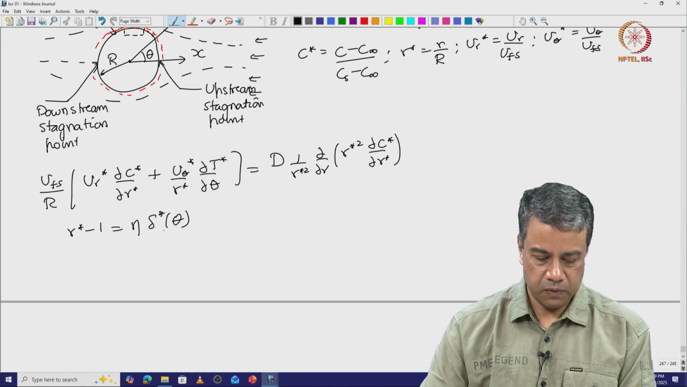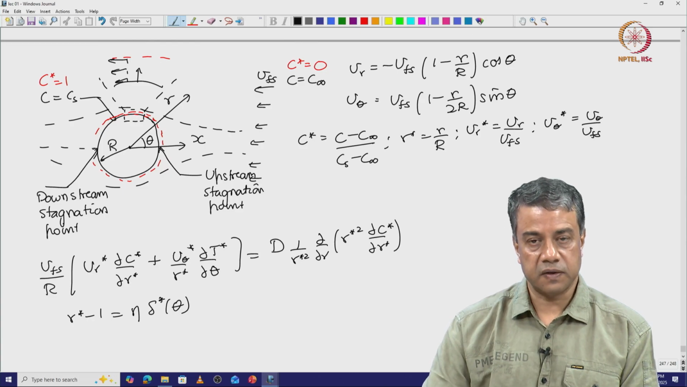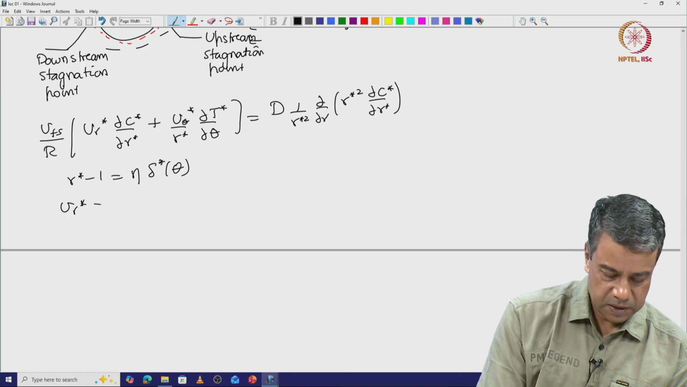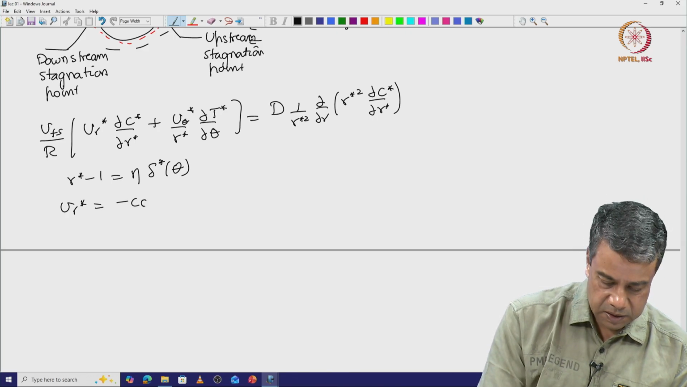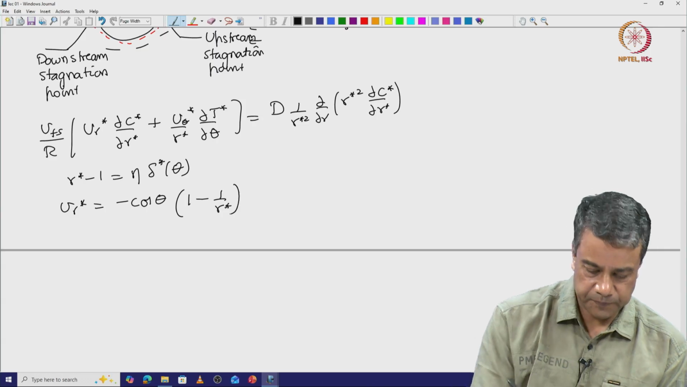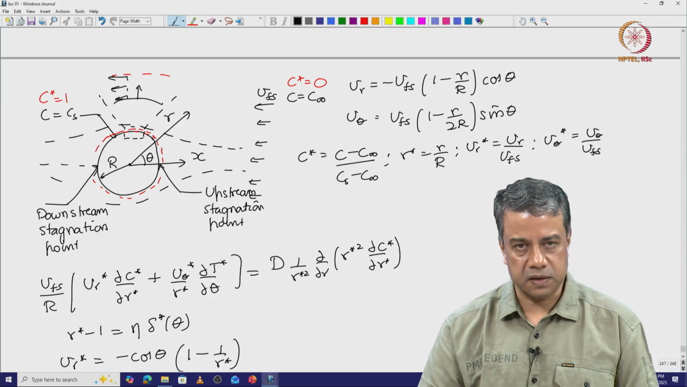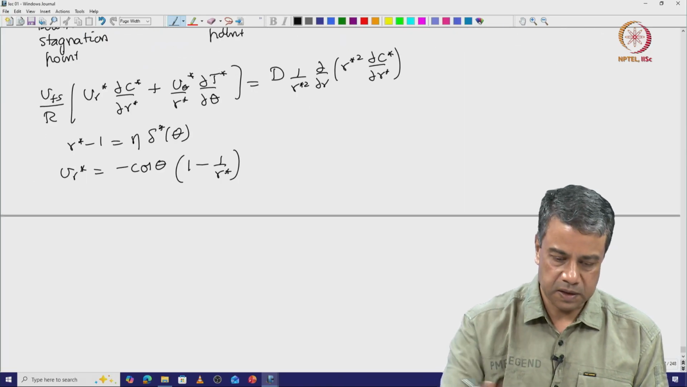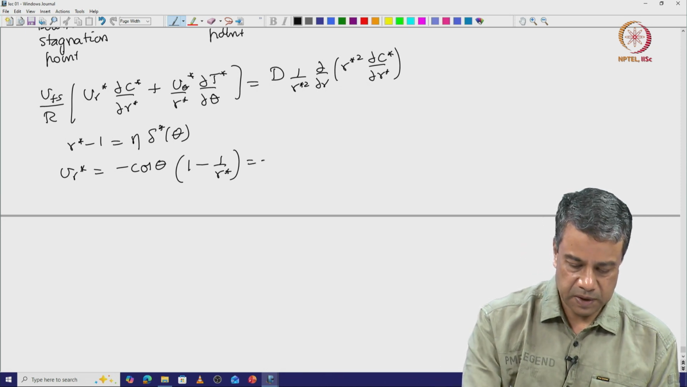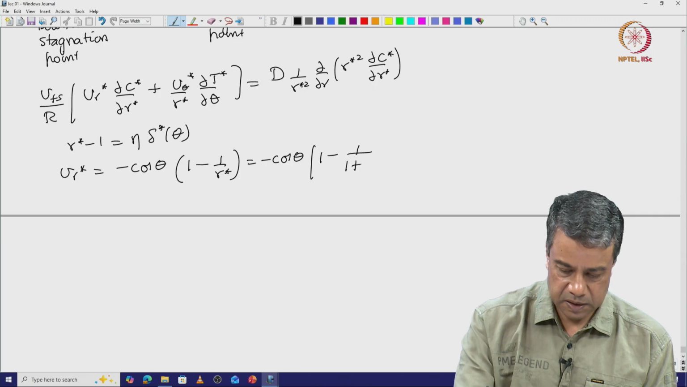And therefore, I have to substitute this into the expressions for the velocity and get expressions for the velocity close to the surface. So, V r star is equal to minus cos theta into 1 minus 1 by r star. I have to get approximations for the velocity within this thin boundary layer region. This is equal to minus cos theta into 1 minus 1 by 1 plus eta delta.